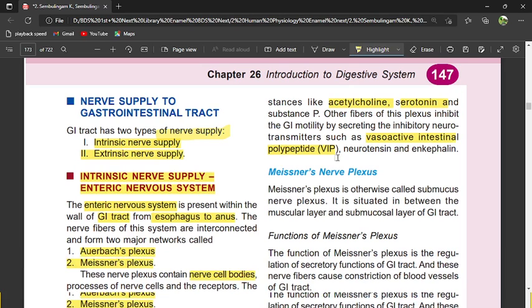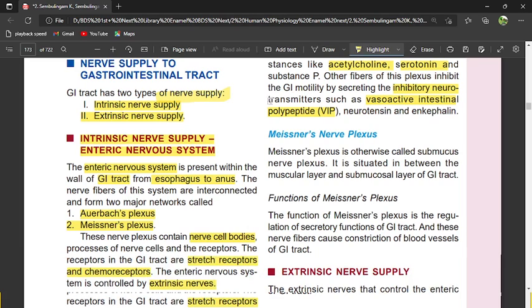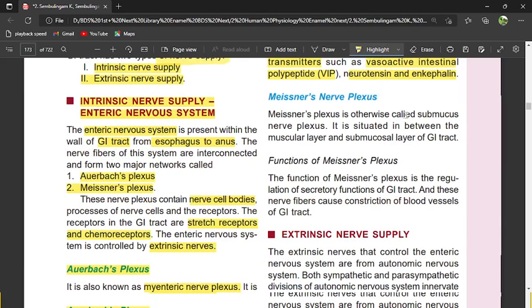Other fibers of this are also releasing some inhibitory neurotransmitters. The inhibitory neurotransmitters it is releasing are vasoactive intestinal polypeptide, neurotensin and enkephalin. Next is the Meissner's nerve plexus.